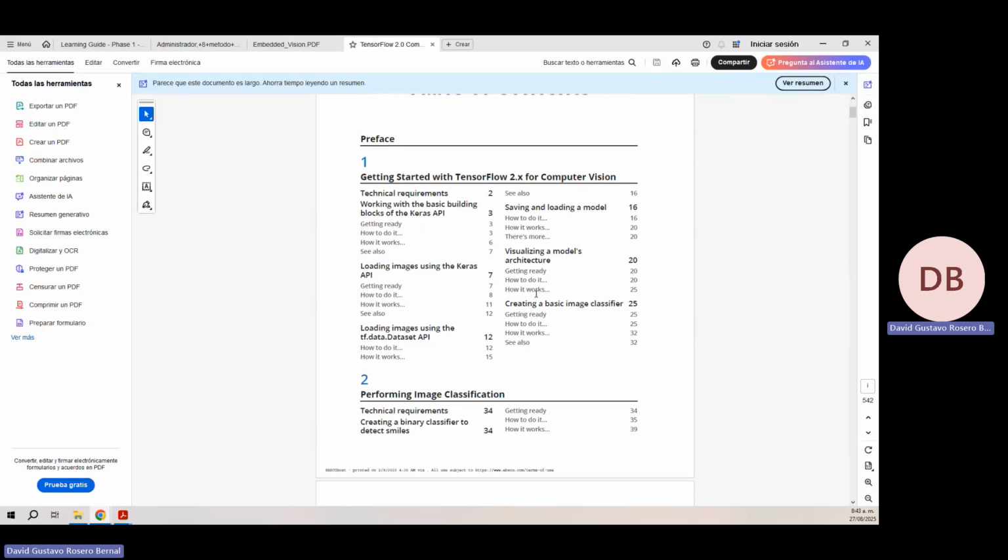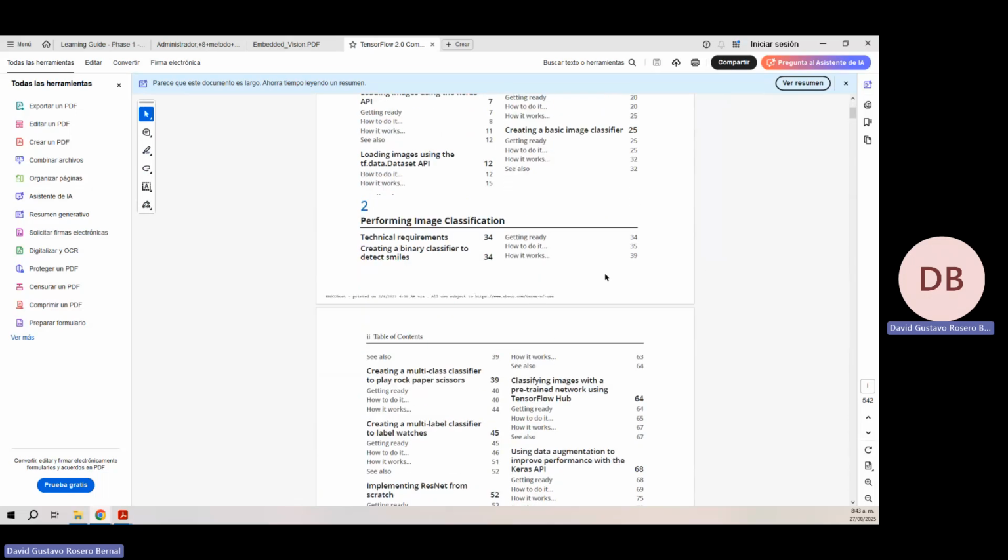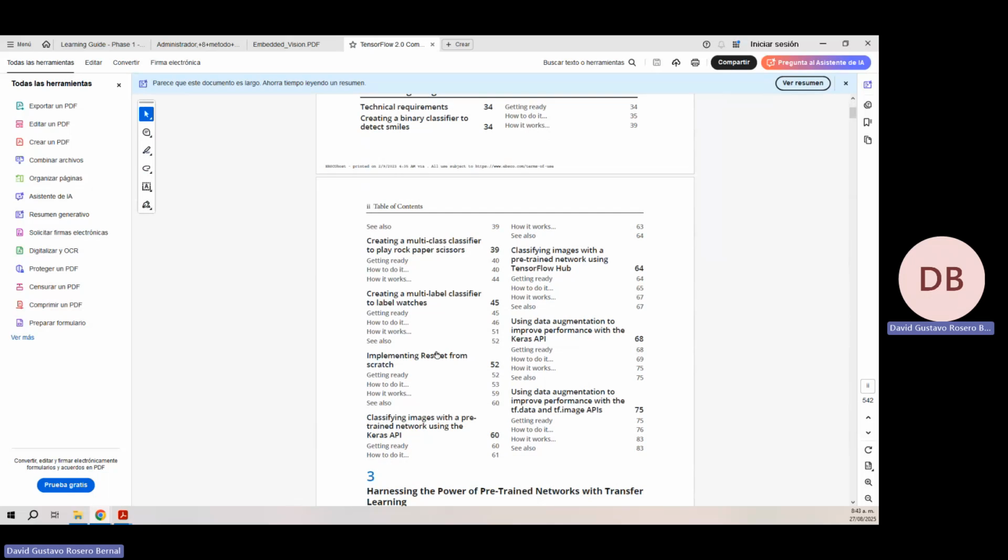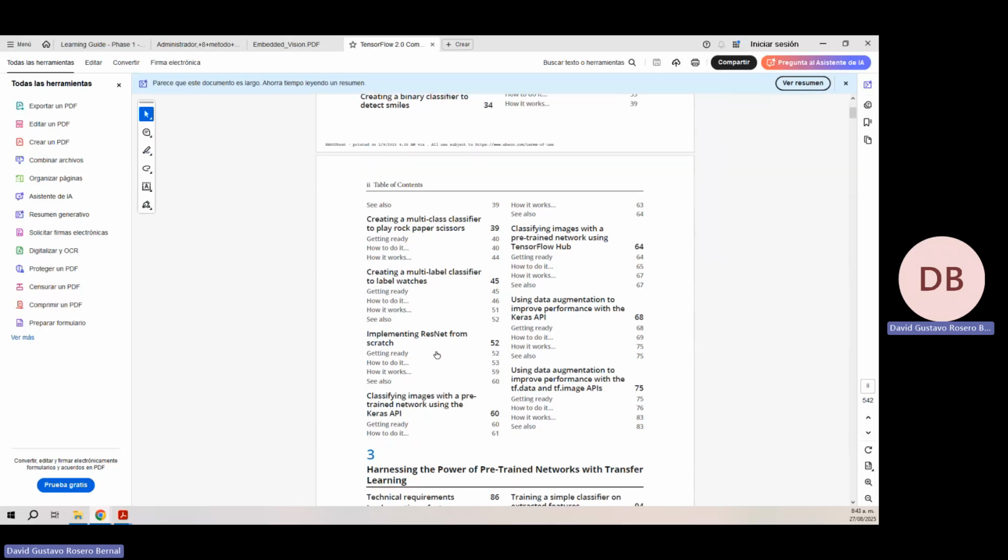The key topics and techniques used in this book: image classification, building and training CNNs from scratch using TensorFlow and Keras APIs. Understanding the architecture, convolutional layers, pooling layers, fully connected layers. For example, I can say distinguishing between different categories of objects. For instance, cats versus dogs, healthy versus diseased leaves in crops, something like that.